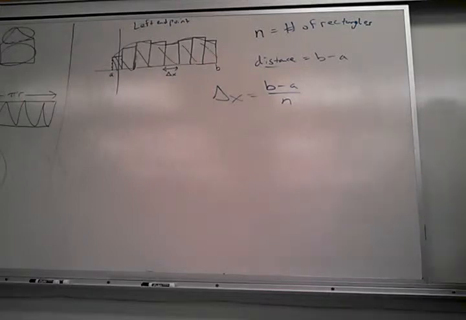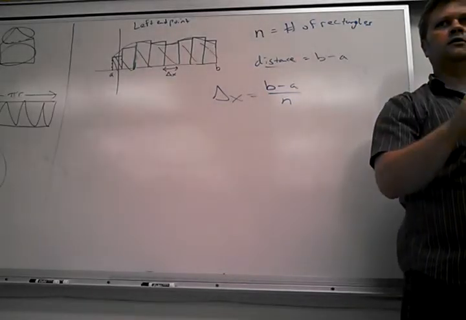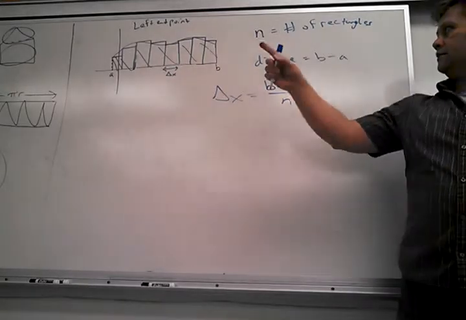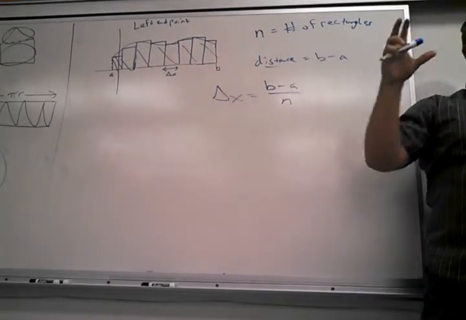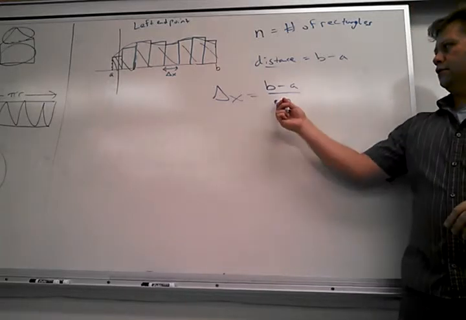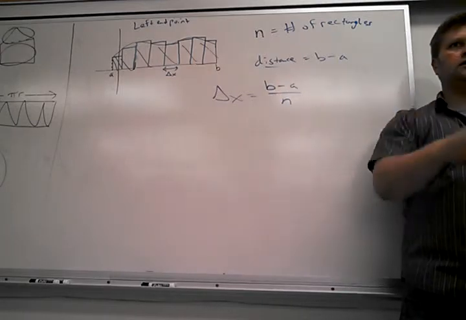So if it's 25 feet long, and I want to use 10 boards, how wide would each one have to be? 2.5 feet. Yeah, you take the distance divided by the number. That's a very physical problem. You've got to love it, right? In math, it looks freaky. But math is just trying to capture the general idea of what it means physically.